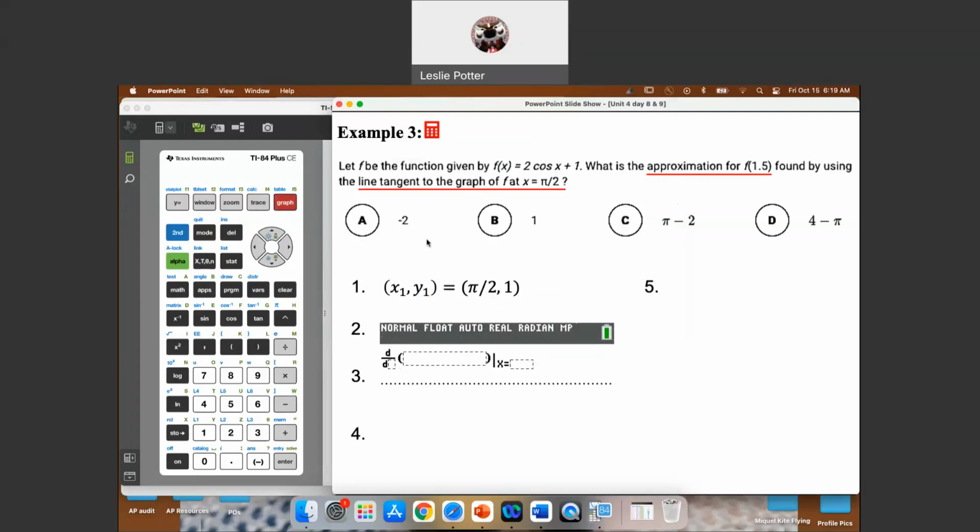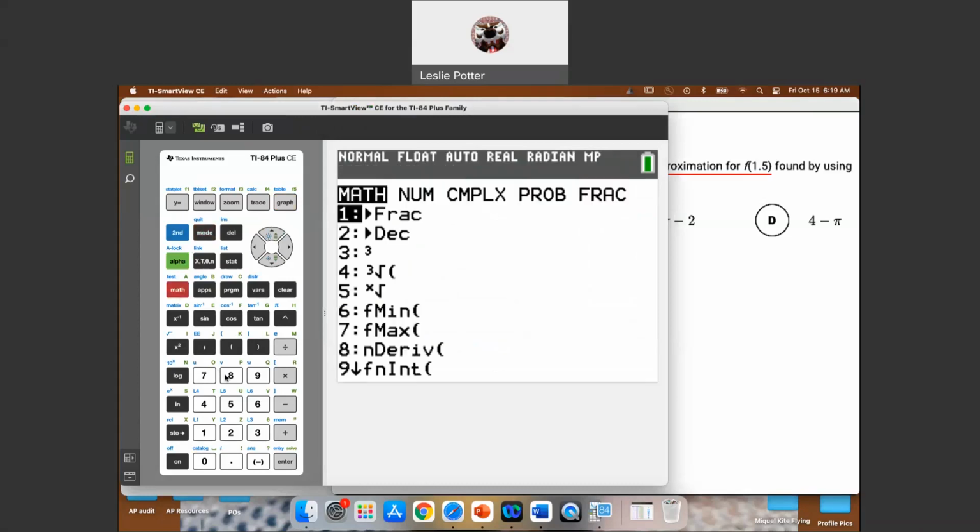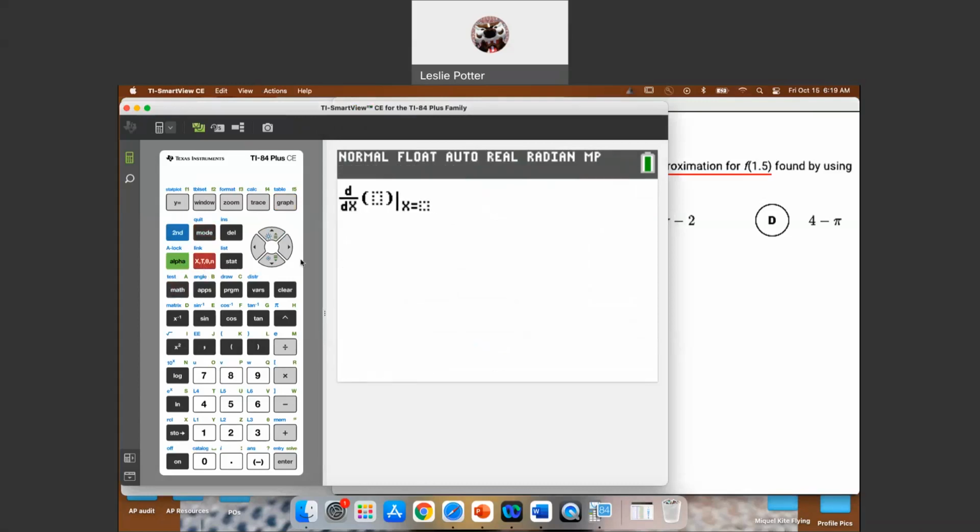Okay, so now I'm going to do my math 8. And so I'm going to put in my dx and my 2 cosine x plus 1, evaluated at pi over 2. And the derivative is negative 1.99999, right? So if we quit out of here and we do our math 8, right, and we put in our variable there, and then we put in our 2 cosine x, close the bracket, plus 1, so I'm differentiating 2 cosine x plus 1, and then I want to go over here to pi over 2, and then hit enter. I get this.